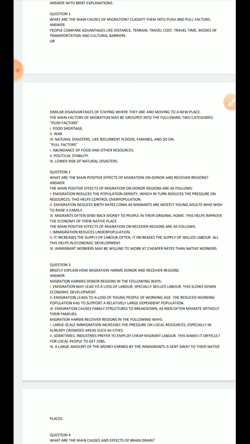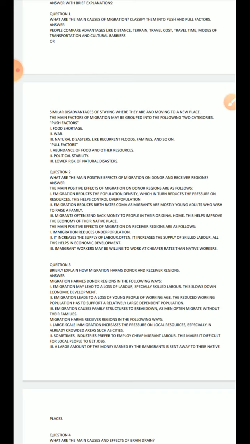Question 2 is asking: what are the main positive effects of migration on donor and receiver region? Answer is the main positive effects of migration on donor and receiver region are as follows. Number first point, emigration reduces the population density, which in turn reduces the pressure on resources. This helps to control overpopulation. Emigration reduces birth rates, as migrants are mostly young adults who wish to raise a family. After birth rates we have to put a comma.